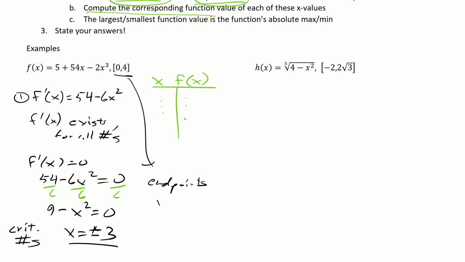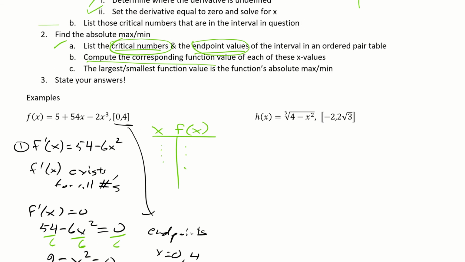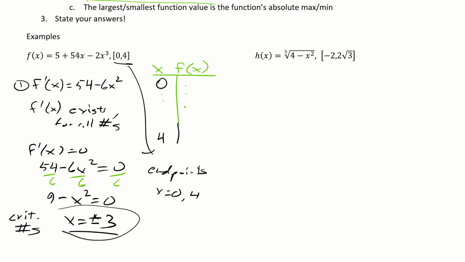The endpoints are x equals 0 and 4. Here's what I like to do to get it right. I put 0 at the top, 4 at the bottom, then I look at these numbers to see which ones are in that interval. There's a plus 3, yep, you're there. But then there's a minus 3. It's not in that interval. It's up here somewhere. So we don't need to check minus 3.